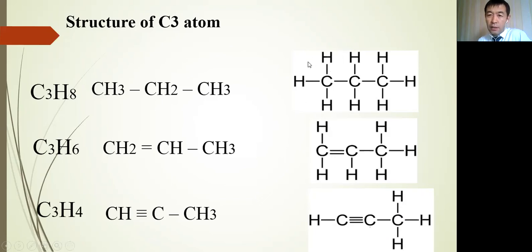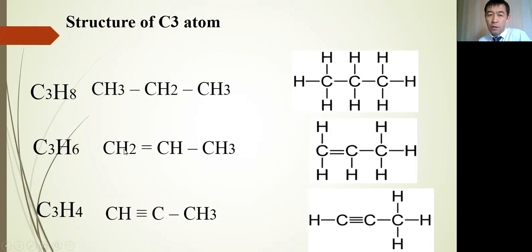And we can write CH3, CH2, CH3 like this. This is another form of the structure. This is called the linear structure, and this is called the condensed structure. This C is bonded to 3 H. This C is bonded to 2 H. This C is bonded to 3 H, like this.